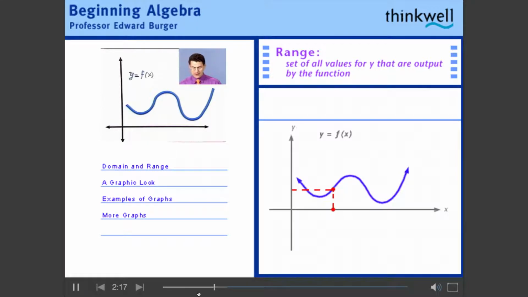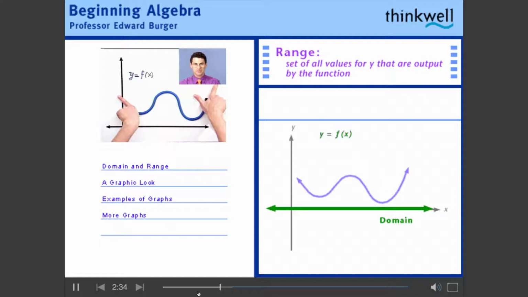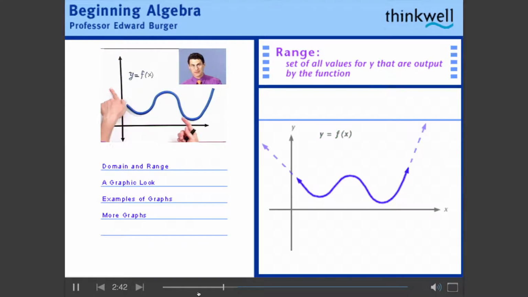Okay, so now, what's the domain and what's the range? Well, the domain is just all the allowable x values. So wherever the function actually is defined, that would constitute the domain. So in this case, you have to pretend there are little arrows here. I just don't have arrows to show. You have to keep going. The domain in this case would be everything, because no matter where you plug in, the function keeps going. So here, the domain would be every single thing.